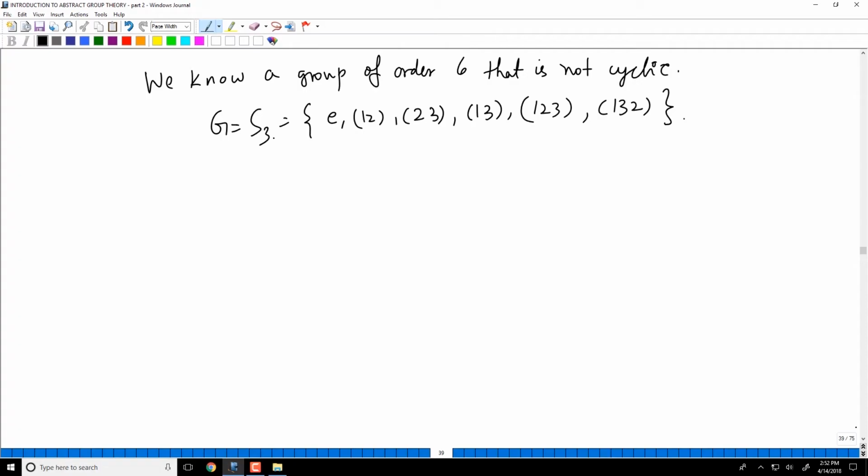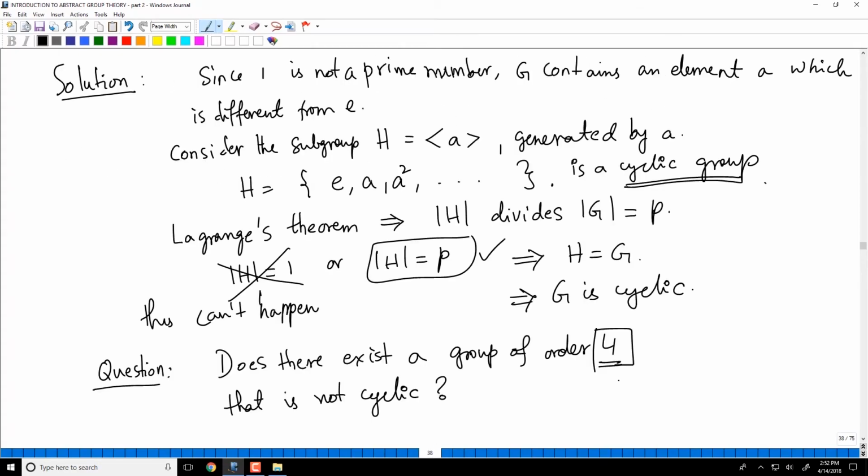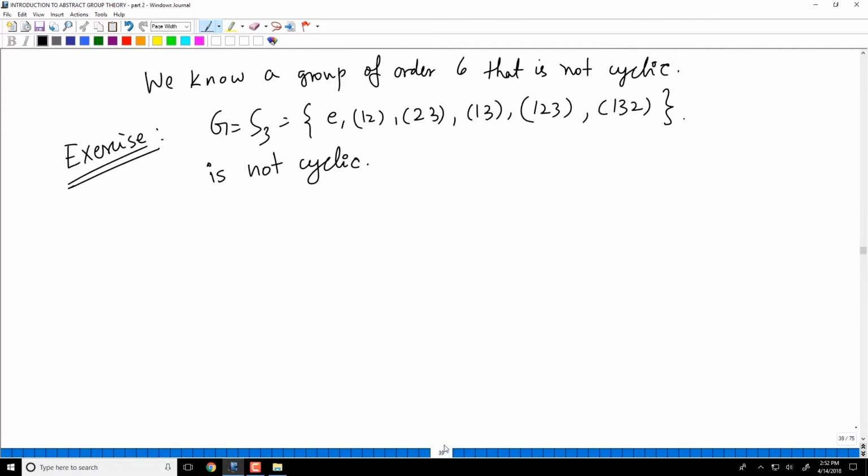This has order 6, but elements have all order 1, 2 or 3. I will leave this as an exercise for you. It's a very easy exercise. It's something you should do, and we have done enough to conclude that it is not cyclic. But I haven't explicitly talked about a group of order 4 that's not cyclic. That I will come back to later in the course.